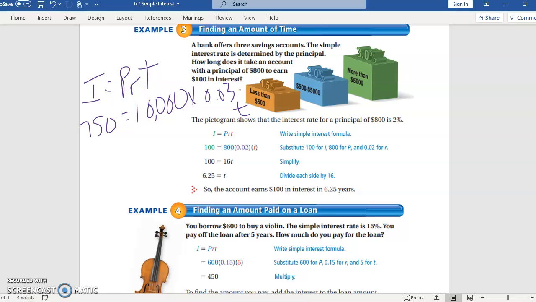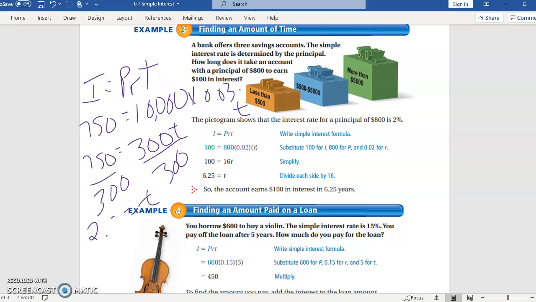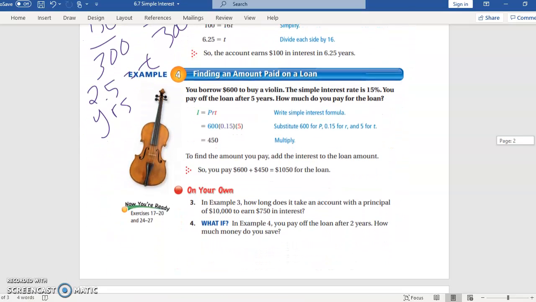Okay, so I'm going to have 750 equals, I'm going to take 10,000 times 0.03, and I get 300. And t, because I don't know the time. So then I'm going to divide both sides by 300. And the time would be 2.5 years. So there's number 3.